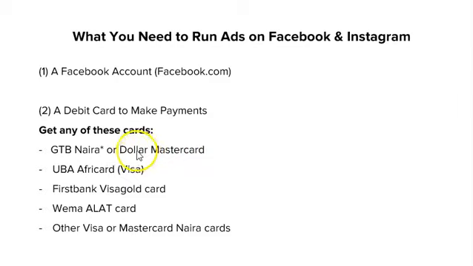You will need a GTB Dollar MasterCard or a UBA AfriCard or a First Bank Visa Gold card or a Wema Alert card. And for you to pay Facebook in Naira, you can get a Naira MasterCard or any Visa or MasterCard from any of the Nigerian banks. I don't recommend Verve cards, they might not really work on Facebook. Personally, I use my GTB Naira and Dollar card, then I use the Visa Gold card from First Bank, and then I use the UBA AfriCard. So these are the two basic things you need to advertise on both Facebook and Instagram.